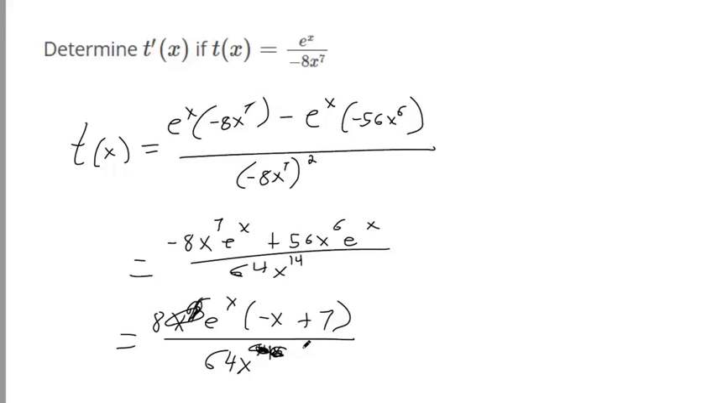Sorry, and so since it's a positive, here, I'll just show you what I did over here. X to the 6th divided by x to the 14th. The powers subtract to make x to the negative 8th, which is the same thing as 1 over x to the 8th. So that's why I kept x to the 8th in the denominator. And then we have 8 over 64. Those can both be divided by 8, so that can simplify. So my final answer is e to the x times, in parentheses, negative x plus 7, all over 8x to the 8th.